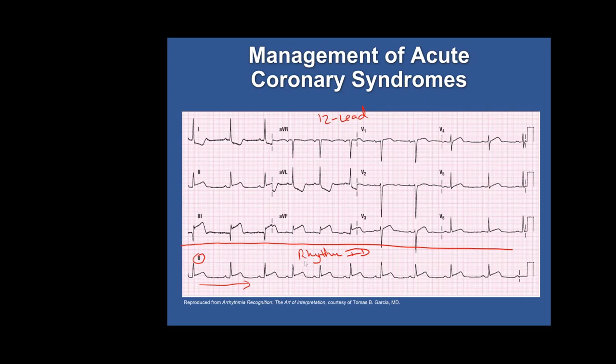Cool. So the sequence that I like to do, the very first thing I look at is AVR. If you're looking at, hey, where do I start? I always start with AVR. And AVR should, as long as the rhythm is sinus, should all be upside down. Upside down P wave, a mostly, if not entirely, upside down QRS complex and an upside down T wave.